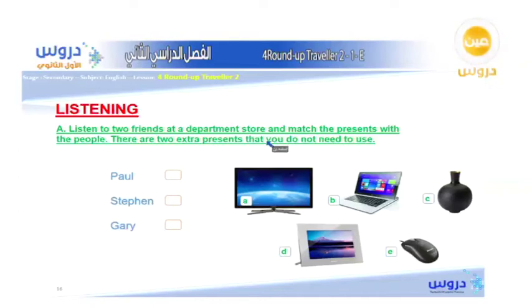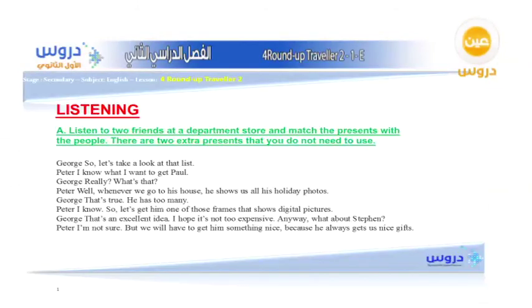Okay, let's move to the listening. Listen to friends at a department store and match the presents with the people. There are 2 extra presents that you don't need to use. So we have here a lot of presents. You have to match them with Paul, and we have here Stephen, and we have Gary. Okay, let's move to listening. Start with the first one, George and Peter.